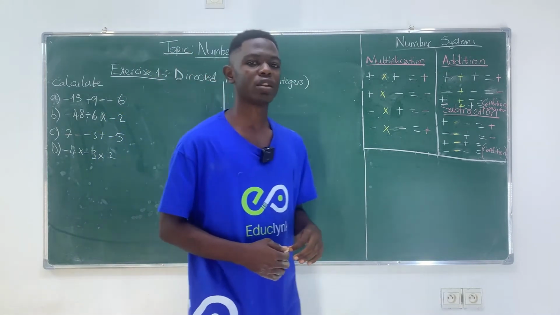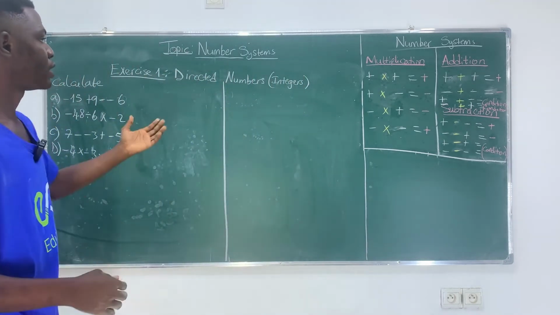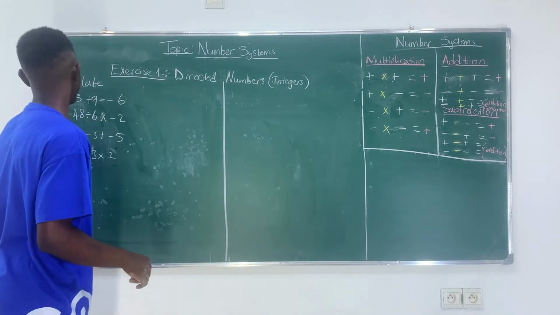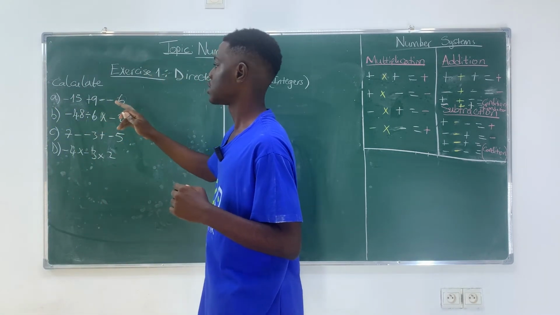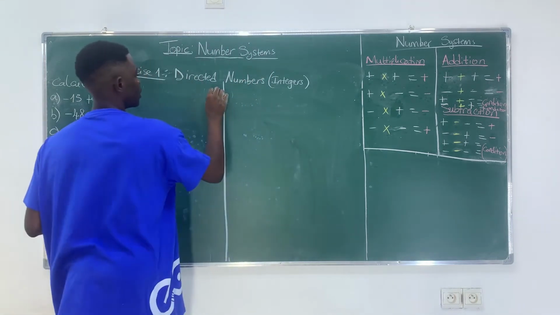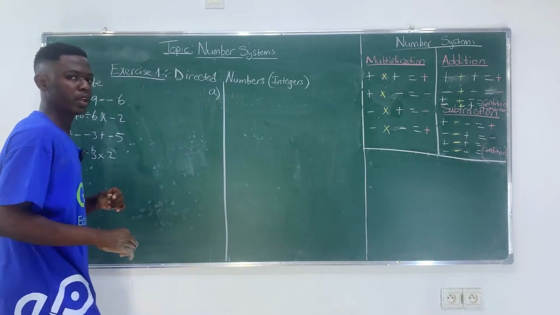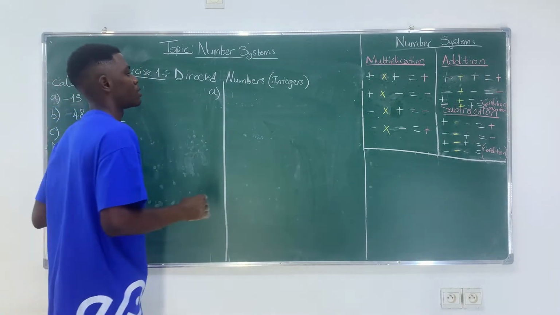So we are going to start with number 1. I said before, exercise 1, directed numbers for integers. Calculate minus 15 plus 9 minus 6. I'm going to start with A. The A part says minus 15 plus 9 minus 6.